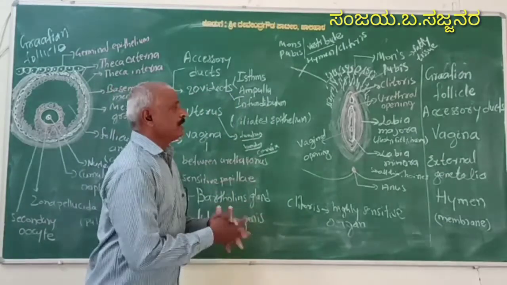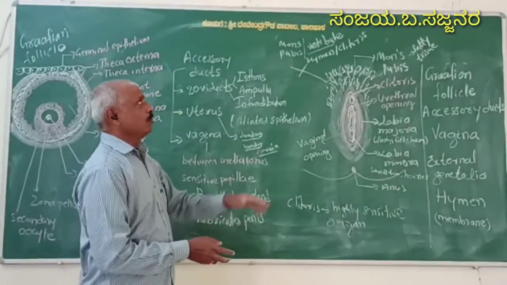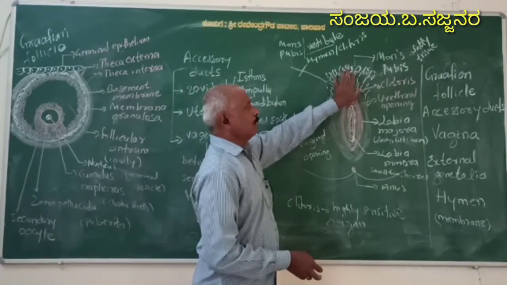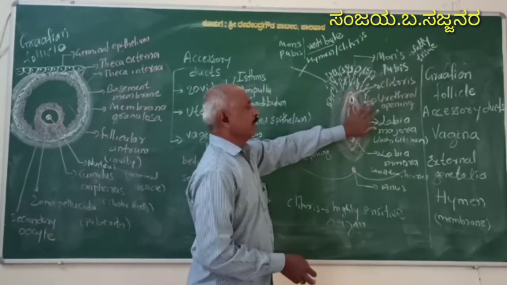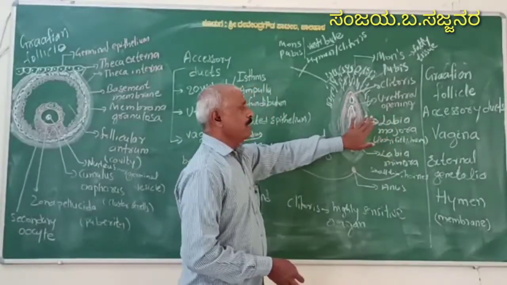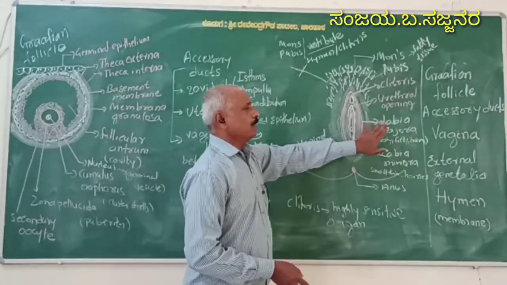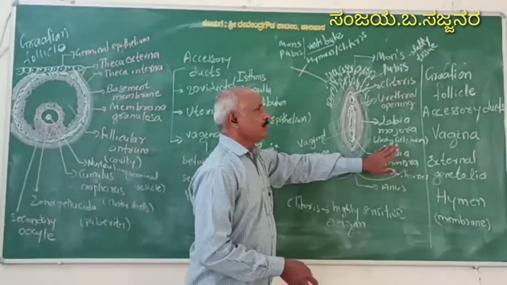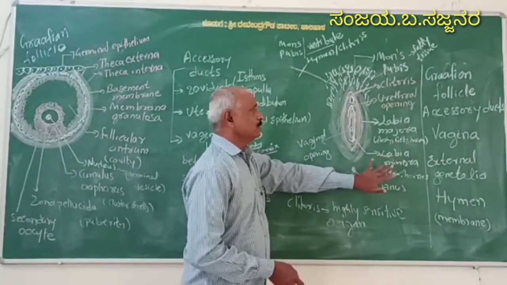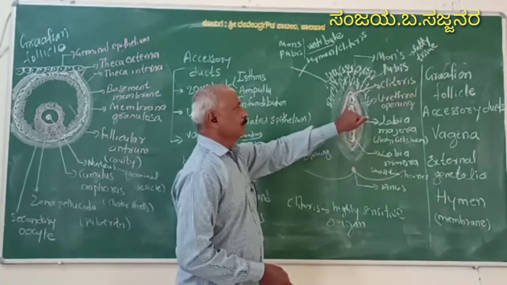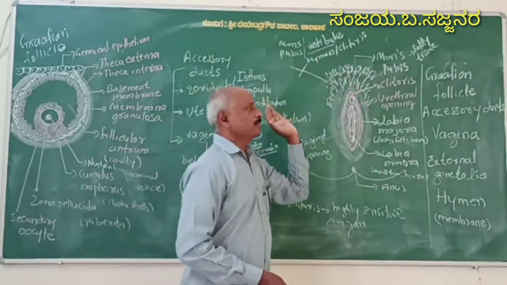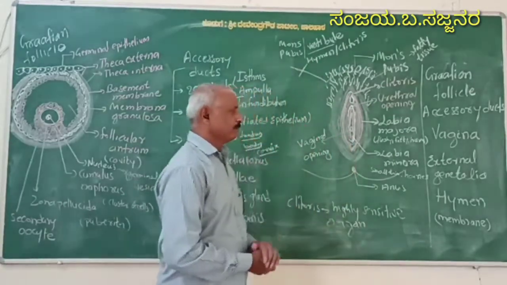So it is very clear that the external genitalia includes the vestibule, which is the outer one. Below that, you get the labia majora and labia minora. Majora is fleshy, fatty and hairy. Minora is very thin and hairless. Then the vaginal opening, the urethral opening and the clitoris. This is the external genitalia.